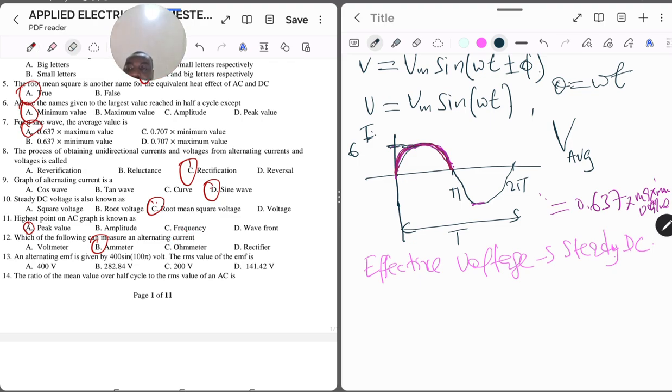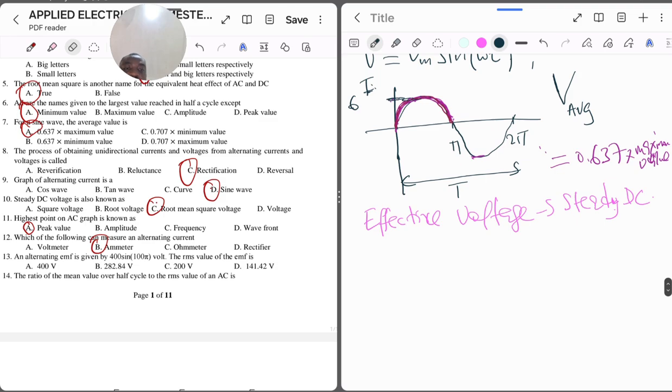Now moving to question 13. An alternating EMF is given by 400 sin 100 pi t volts. The root mean square value of the EMF is... here you are just to find the root mean square value. The formula for voltage: the root mean square will just be 0.707 times the maximum value, which is voltage.